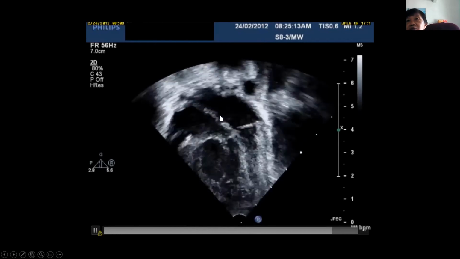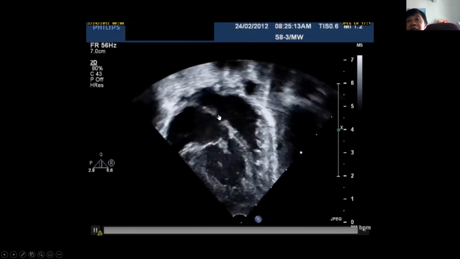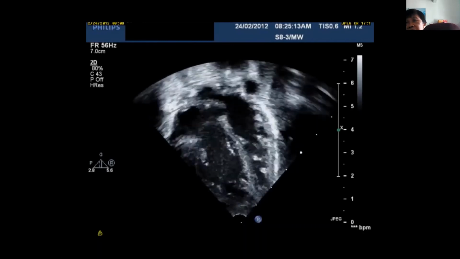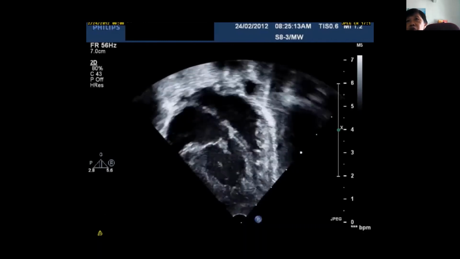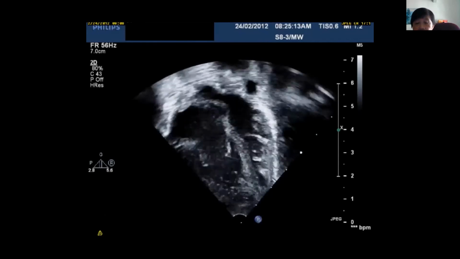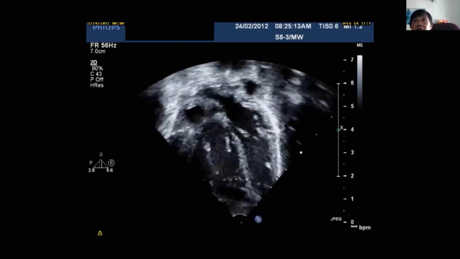Open up the PDA means you give IV prostaglandin, then you send this patient to the cardiac center where they can do an atrial septostomy, and about 2 weeks later, this patient will undergo a switch operation. So that finishes the echo of the heart.